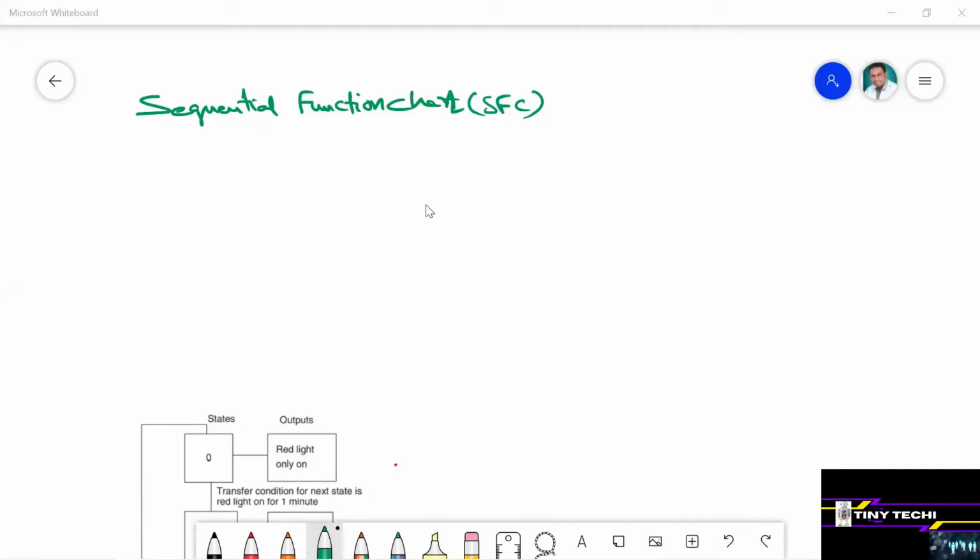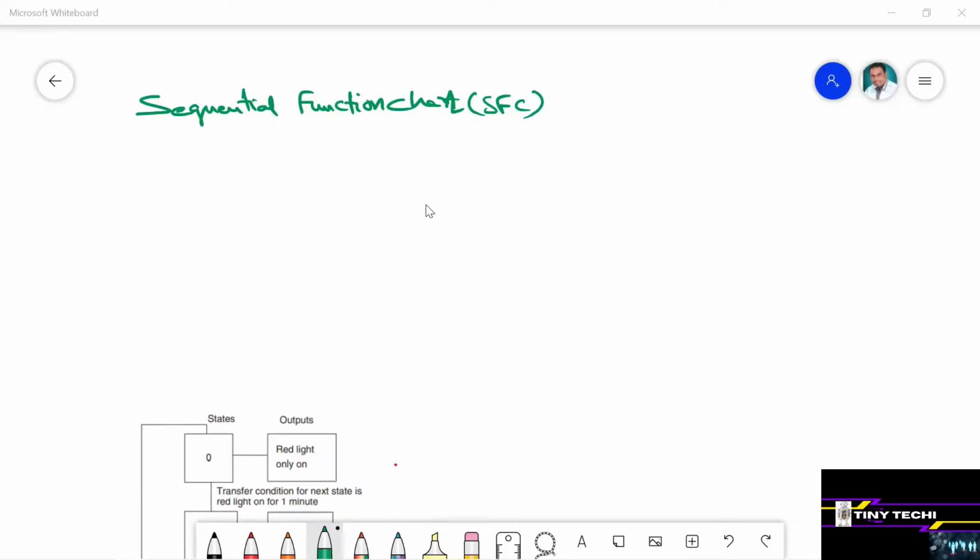Sequential means the operations are performed in a sequential manner. For example, if you take a traffic lamp, the traffic lights will operate in a sequence. So how can we describe that? The red light is on for 1 minute, then the green light will be on for 1 minute. After the green light is on, after 1 minute the red light will be on. It means that each light's state will last up to 1 minute.